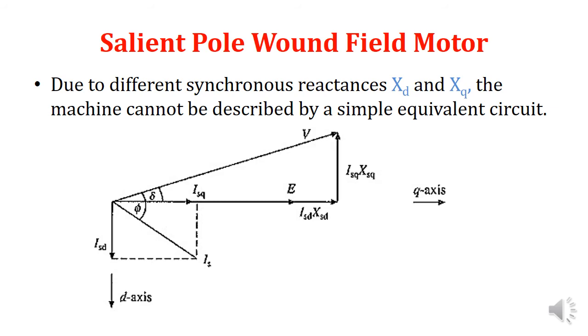Next, we'll discuss the case of a salient pole wound field motor. That is simply salient pole type synchronous motor. Due to different synchronous reactances, that is direct axis synchronous reactance and quadrature axis synchronous reactance, the machine cannot be described by a simple equivalent circuit as we have done in the previous case. Here we can't draw a simple equivalent circuit. So we start our analysis from a phasor diagram.